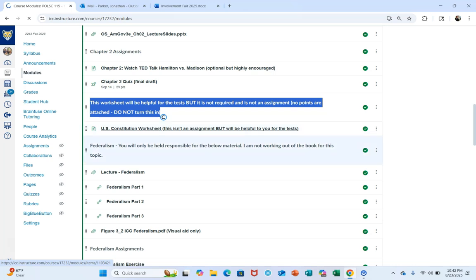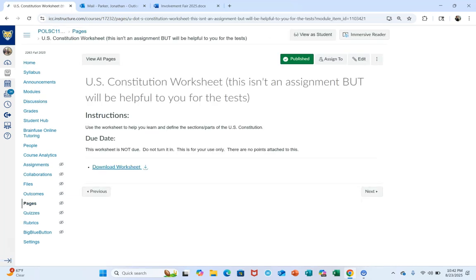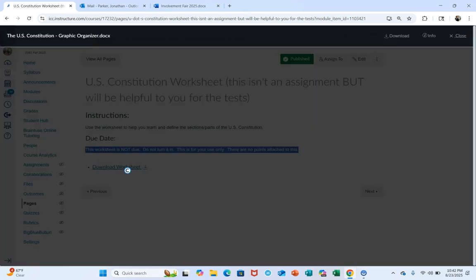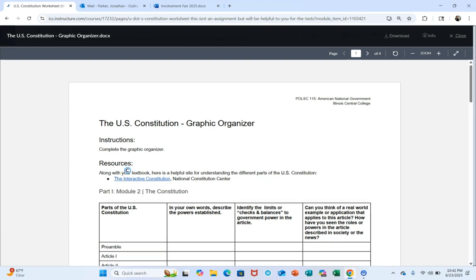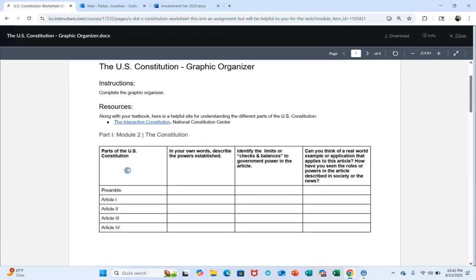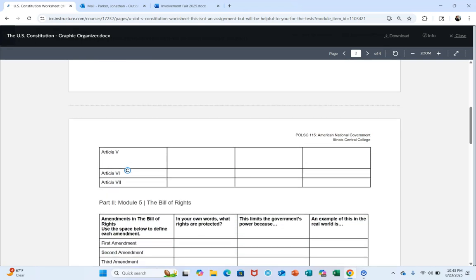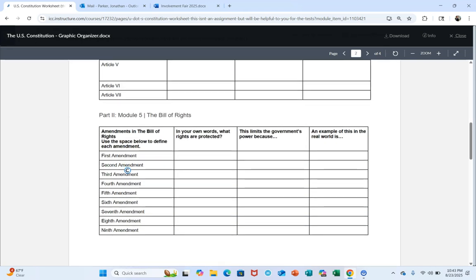The U.S. Constitution worksheet, because we're going to hit most of, if not all of, the U.S. Constitution, depending on how fast this class moves. Again, this worksheet is not due. Do not turn it in. This is for your use only. There are no points attached. And it looks like this. I mean, you can download it. You can type it in. It really will be helpful on the tests.